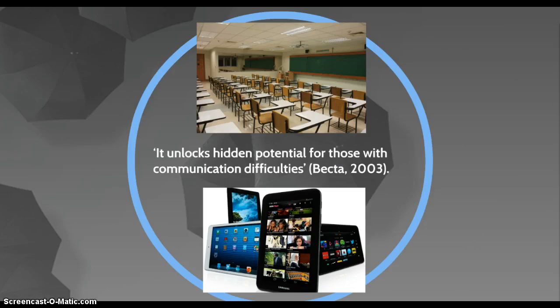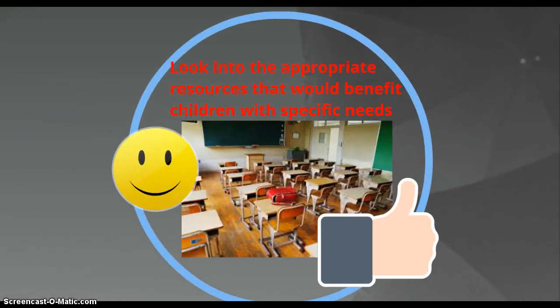Becta stated the general benefits that digital technology offers children. One of these referred to that child in my class. It unlocks hidden potential for those with communication difficulties. I think digital technology has the potential to bring about inclusion in the classroom when used in the right way. In my future practice, I will look into all the appropriate resources that would benefit children with specific needs.